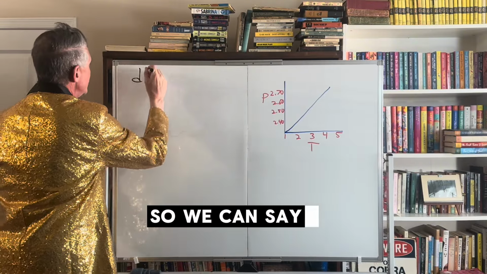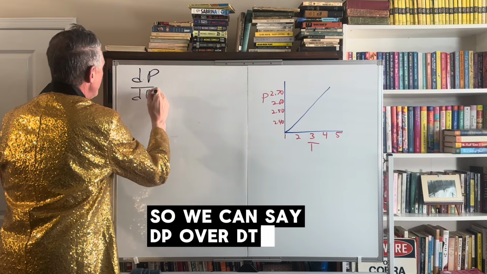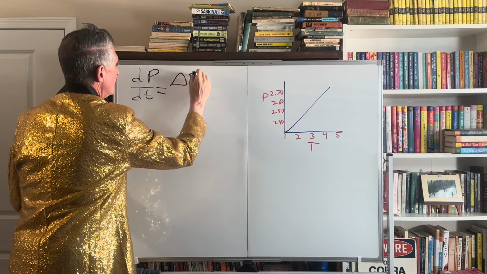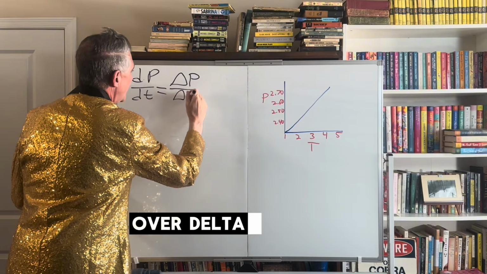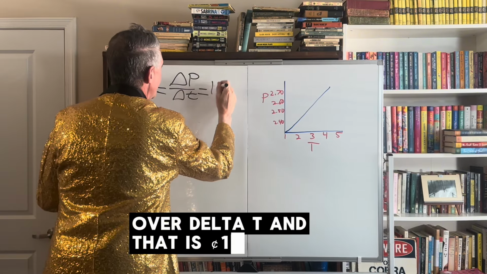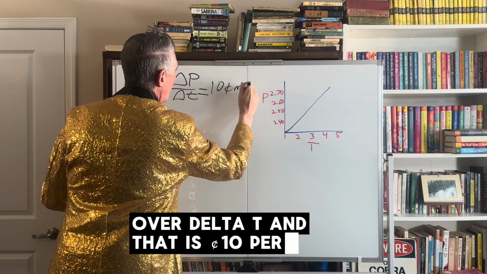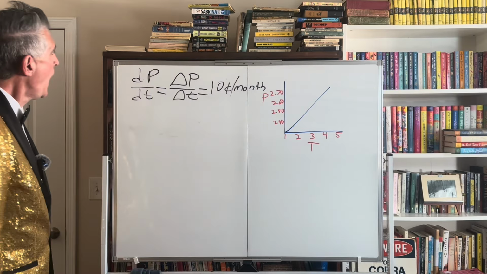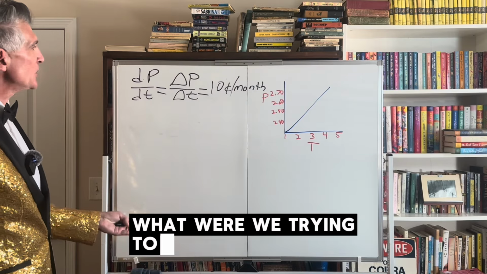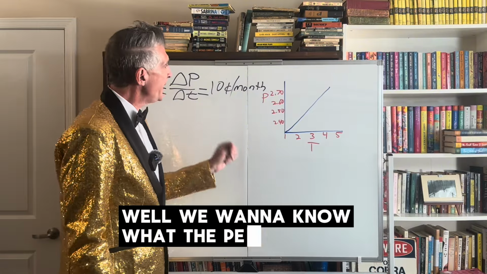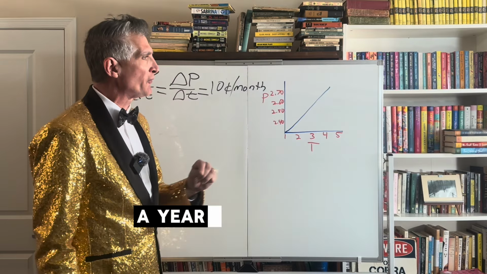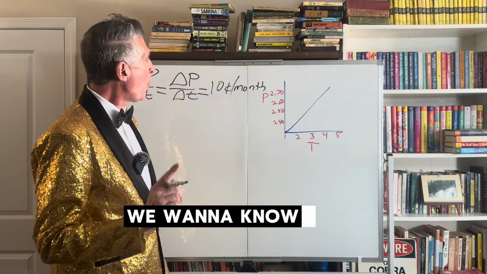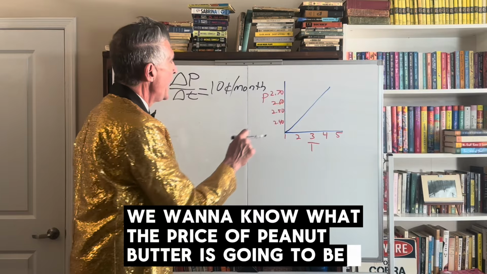All right, so we can say dP over dt equals delta P over delta t, and that is 10 cents per month. Well, what were we trying to solve for? We want to know what the peanut butter cost is going to be a year from now. I may not have stated that initially, a lot going on here, but we want to know what the price of peanut butter is going to be a year from now.